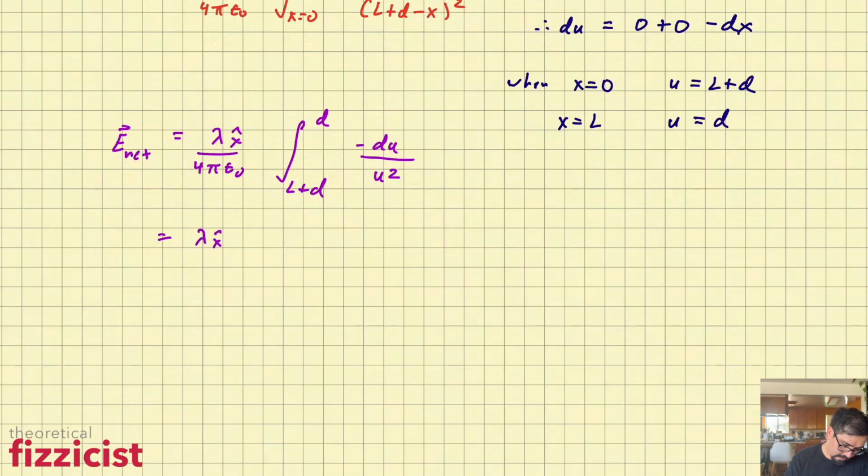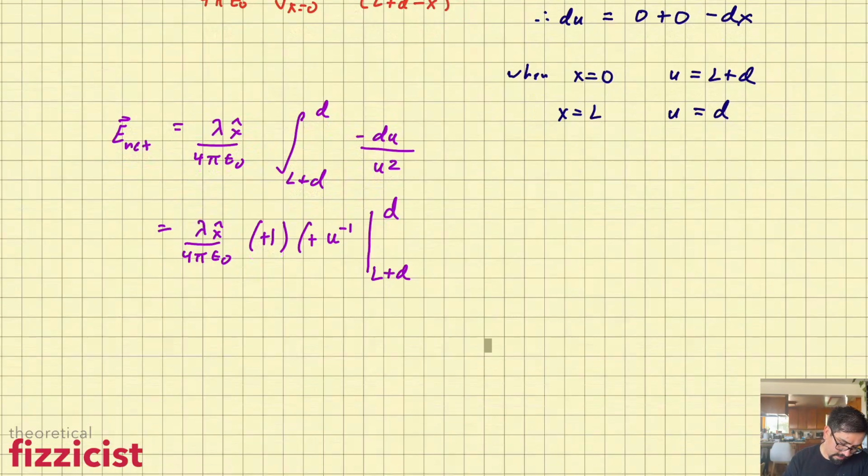All right, this is an integral we should all be able to do. So we get lambda x hat all over 4 pi epsilon naught. Antiderivative of u to the negative 2 is negative u to the negative 1. So remember, we have a minus 1 that came from the u du sub, and then we get another minus u to the negative 1 here. And then we evaluate at the boundaries, L plus d, and then d over here. Those two negatives end up canceling.